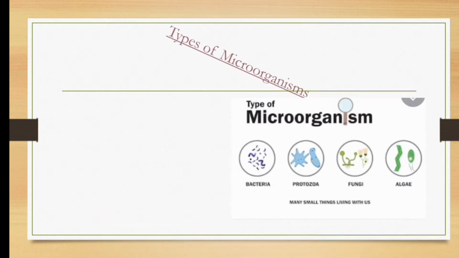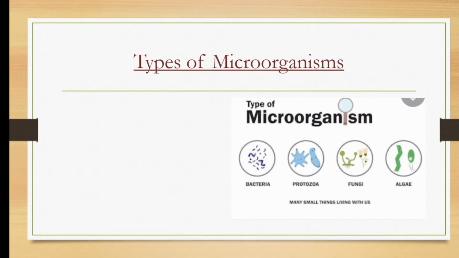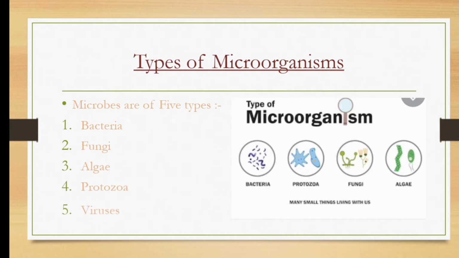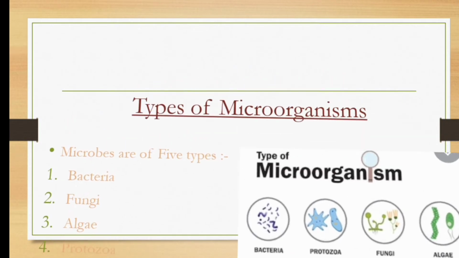Next topic is types of microorganisms. What are the different types of microorganisms? Microorganisms are of five types. First, bacteria. Second, fungi. Third, algae. Fourth, protozoa. And fifth is viruses. So we will learn about each and every one of these types of microorganisms.